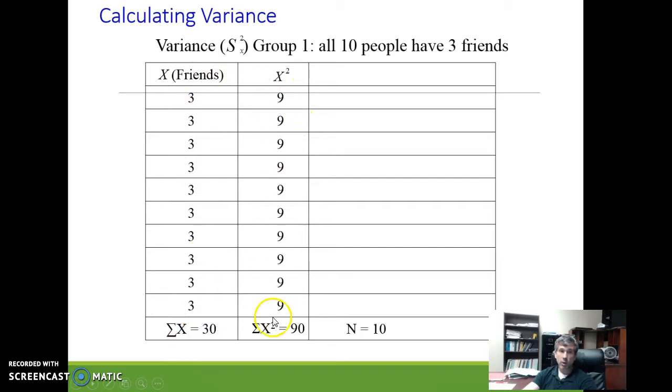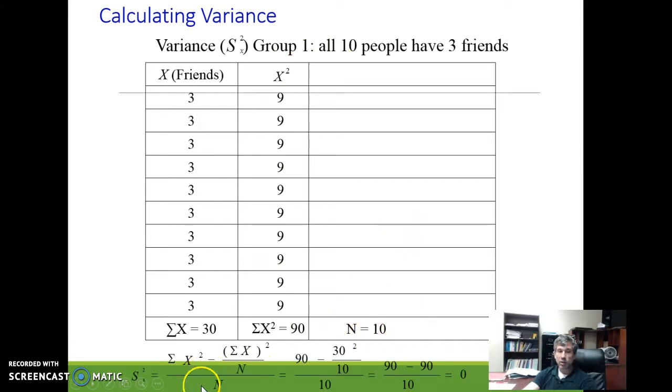When we square them, they all square to 9. Sigma x squared is 90. And the only other piece of information we need is the number of scores, which is 10. That's it. Notice how much quicker this is. All I'm doing is adding up all the scores I already have, squaring them individually, and adding up those squared individual scores. And the only other piece of information I need is my n.